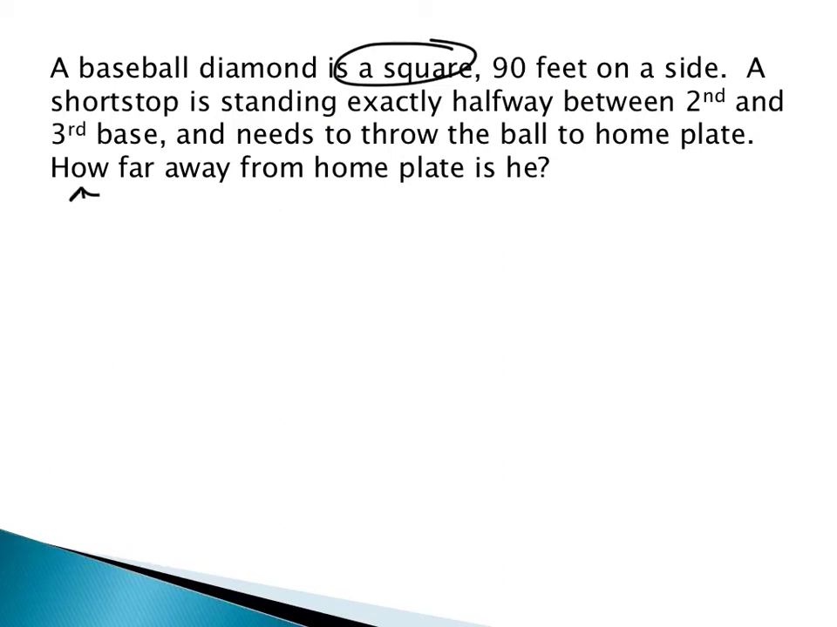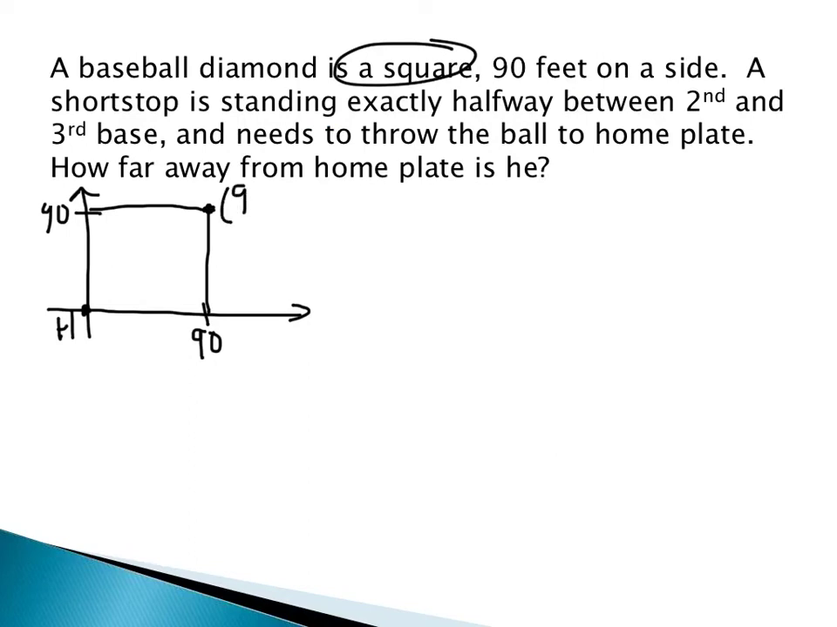Well, if it's a square, we can put it on the coordinate plane and put home base here at the origin, 0, 0. First base here, and that is going to be at 90 because the length is 90. Here is third base, that's also 90, and we have a diamond, that's a square. And here is second base, and that's the point 90, 90. This works because each side is 90, so we come out here, this is 90, come out here, that's 90. So then what's this point? It's going to be horizontal here, vertical here, giving you 90, 90.